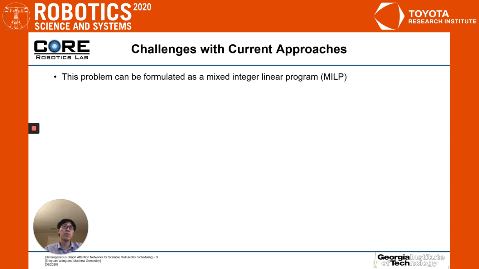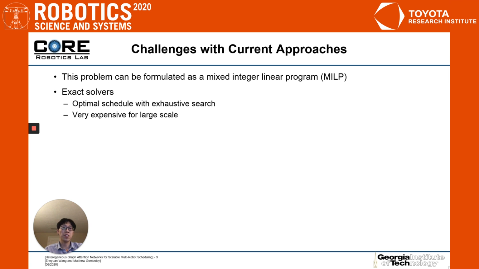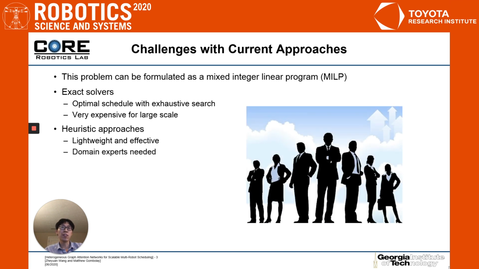Traditionally, this problem can be formulated into mixed integer linear programming and tackled with exact solvers, which can find optimal schedule. But they are computationally expensive and can't generalize to large-scale problems. On the other hand, there are application-specific heuristics that are lightweight and effective. However, they require an army of consultants and domain experts to develop, which is still quite expensive.